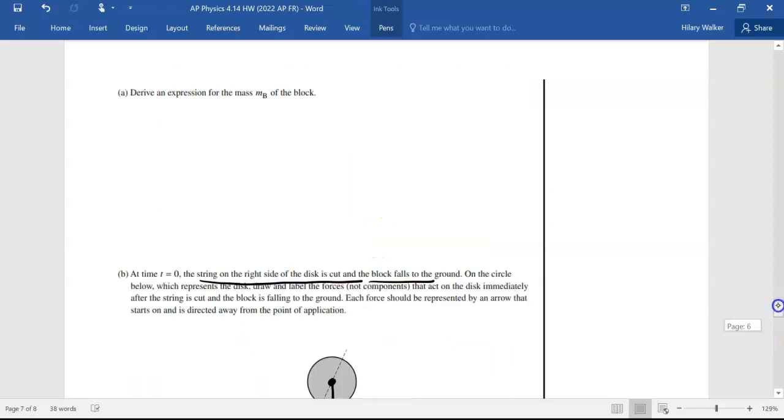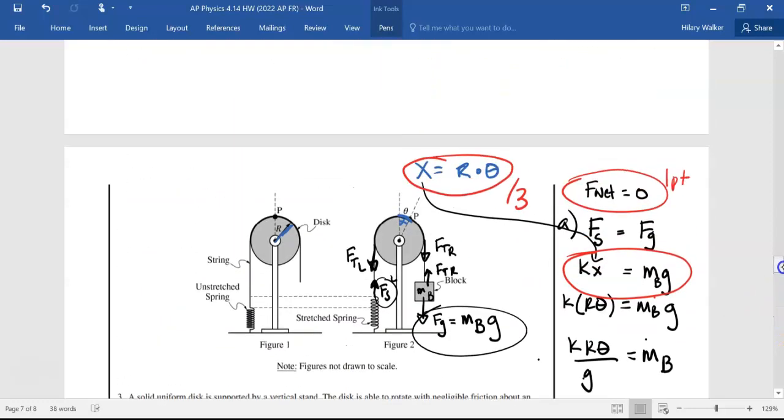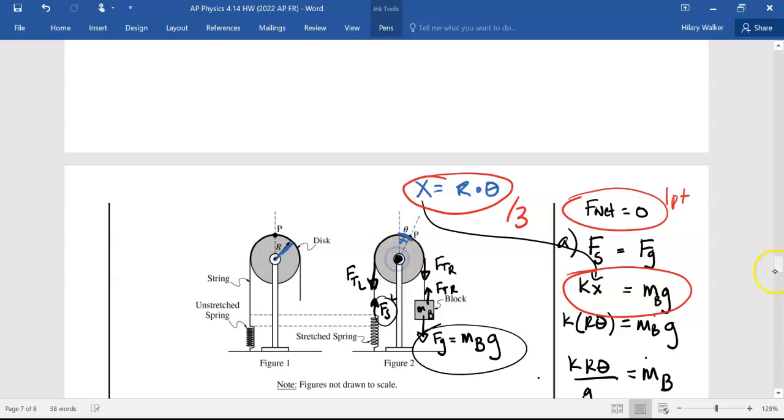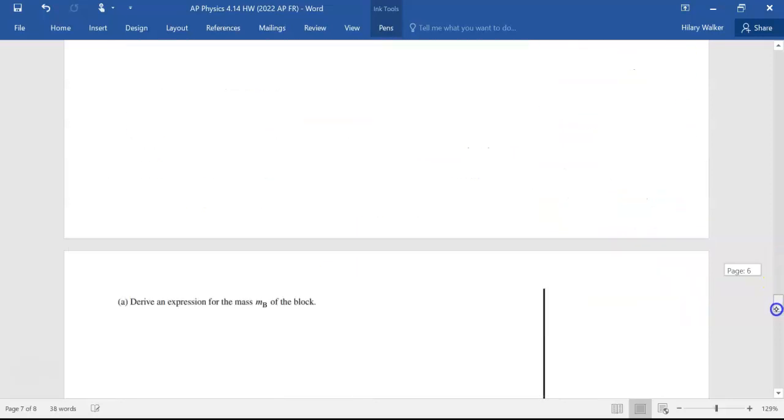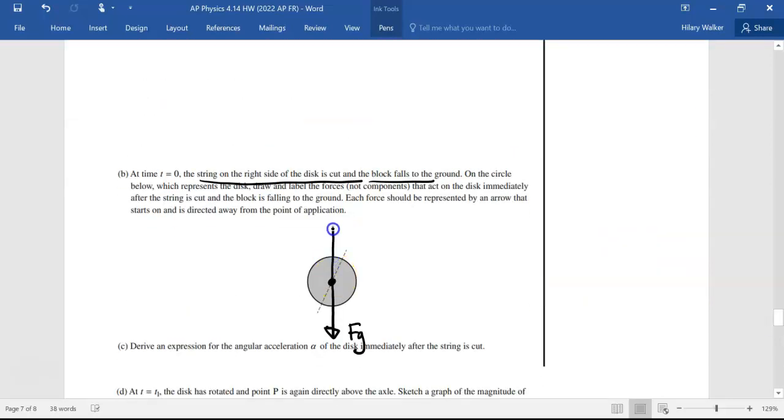Then let's see, what else do we have? The disk is attached to like a hinge kind of thing. So we're going to have the force of the hinge just pushing directly upwards on it. And then there's still a rope attached to it. So again, the rope, I'm going to say the point of attachment I think is right about here. So I'm going to say force of tension.